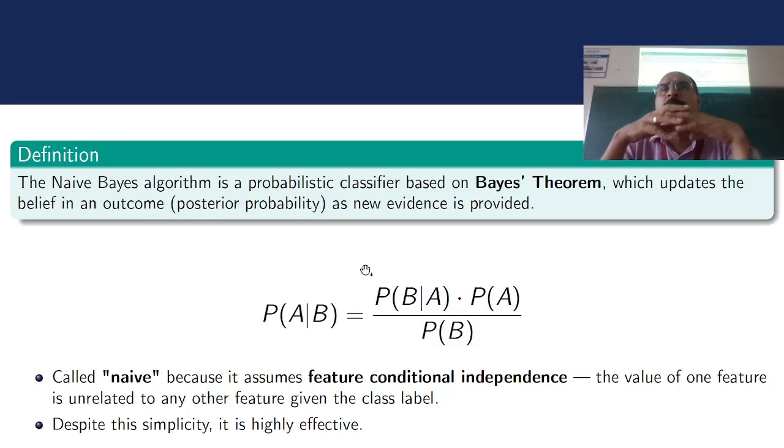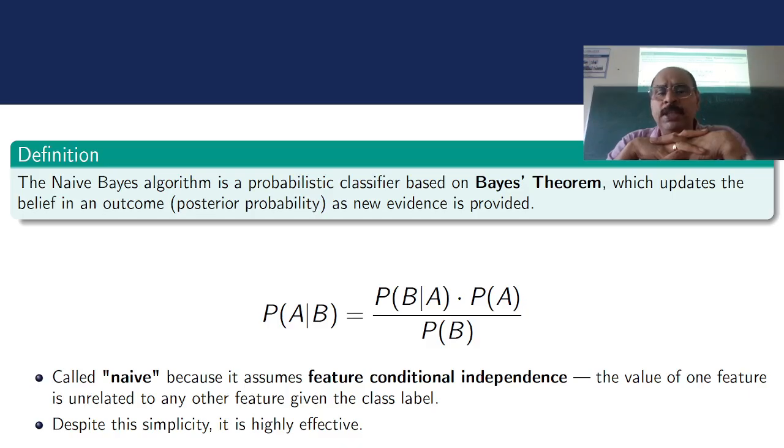The next important type of algorithm we are going to study is called the naive-Bayes algorithm, for which you need to understand Bayes theorem of probability. It is called conditional probability, which updates the belief in an outcome as new evidence is provided. So this is conditional probability. P of A bar B means the probability of occurrence of A given that B has already occurred.